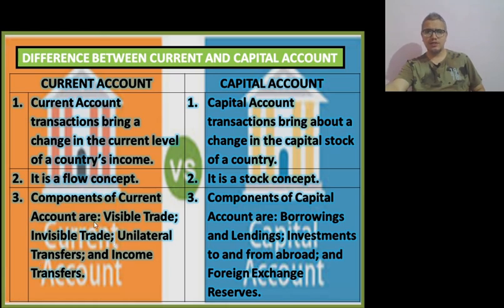Now the last difference is based on the components of both accounts. If you know the components, you can easily write this difference. Components of current account, as we have been discussing, comprise visible and invisible trade, unilateral transfers and income transfers. On the other hand, capital account deals with borrowings and lendings, investment to and from abroad, and changes in foreign exchange reserves. This is one of the important differences that may come in your board exam for 3 marks.